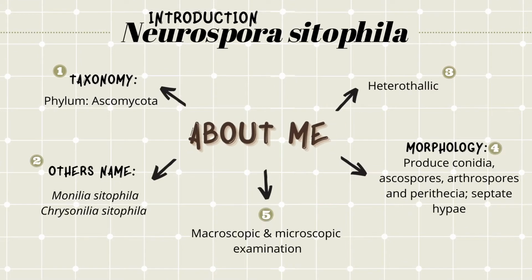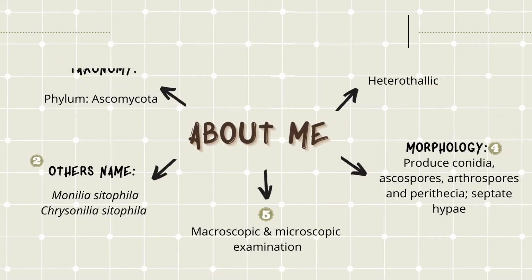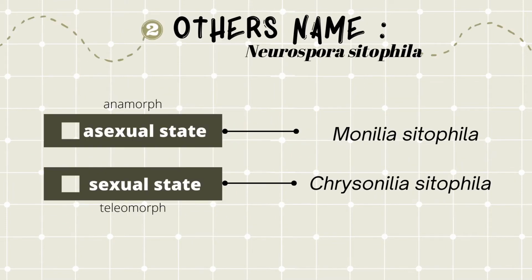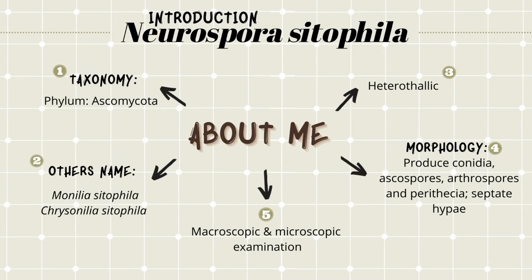These are general information about Neurospora sitophila. First, the taxonomy hierarchy which Neurospora belongs to is phylum Ascomycota of fungi. The unifying characteristic among this diverse group is the presence of a reproductive structure known as the ascus. Second, Neurospora sitophila, also known as Monilia sitophila, forms an asexual state, anamorph, also referred to as Chrysonilia sitophila, in form of sexual state, teleomorph, of this microscopic fungus.